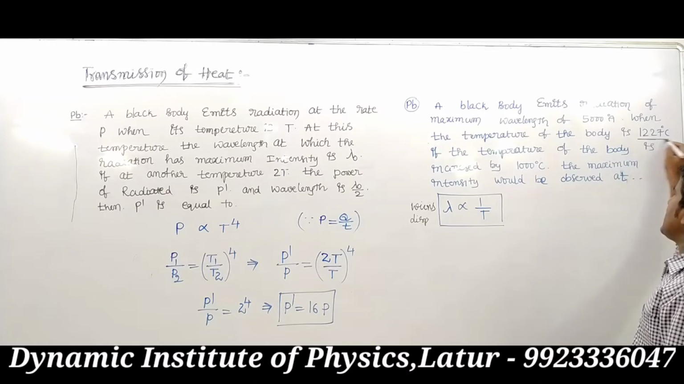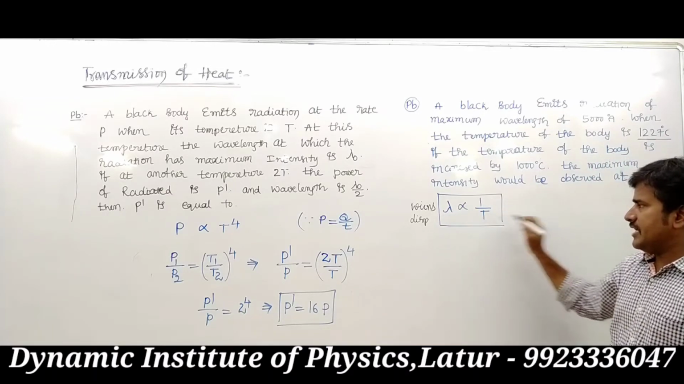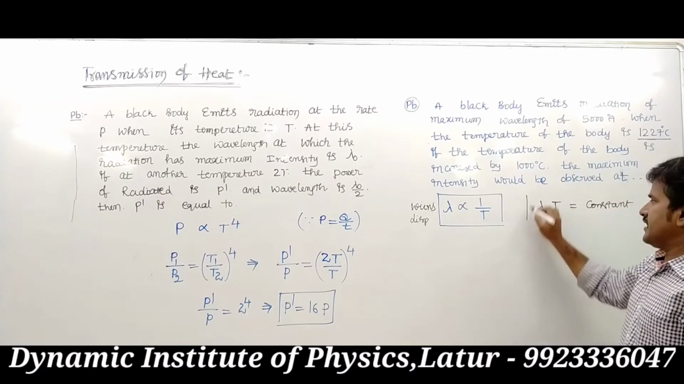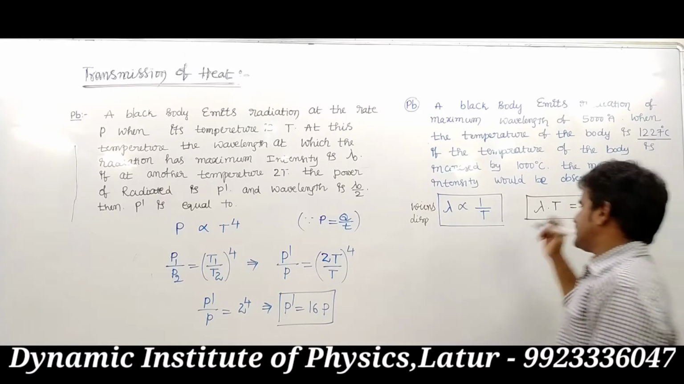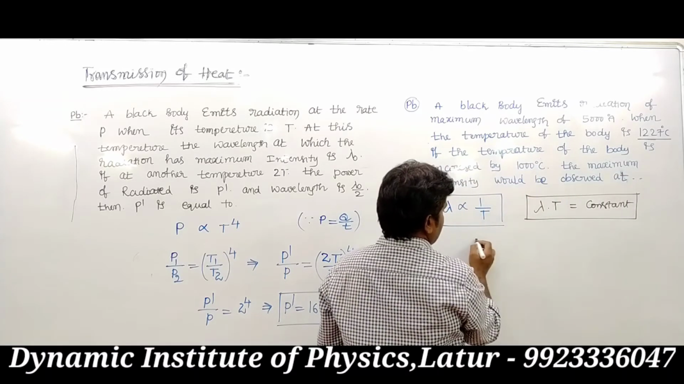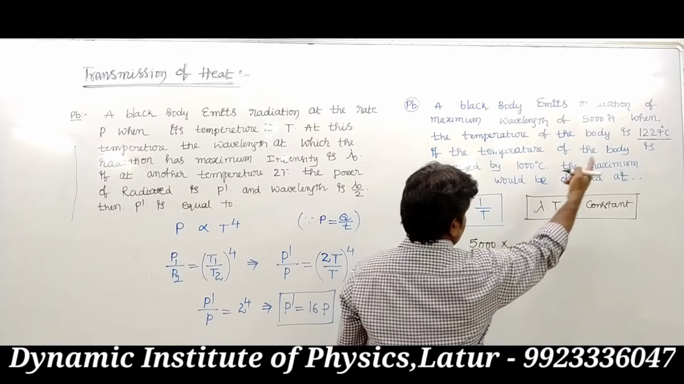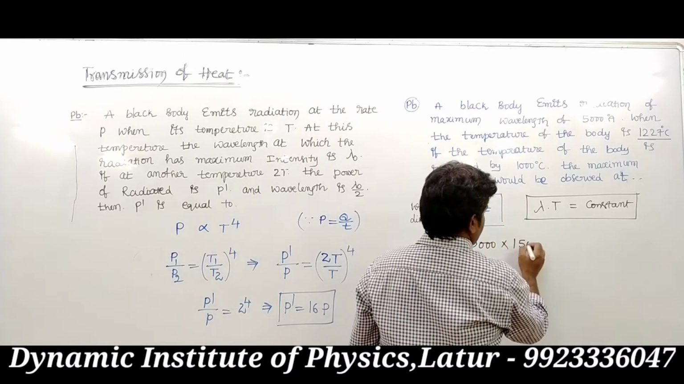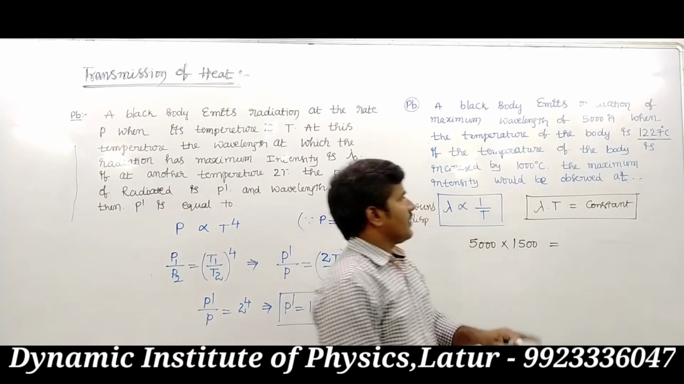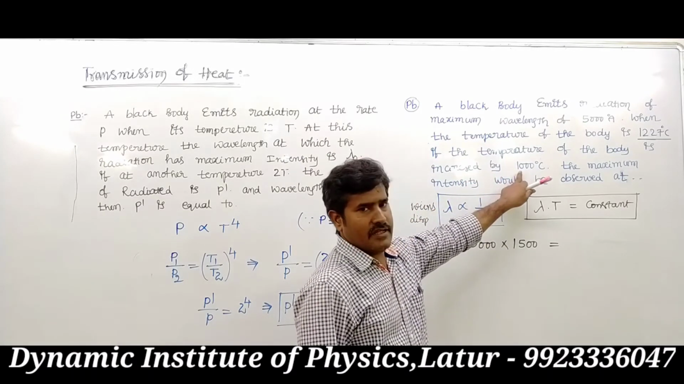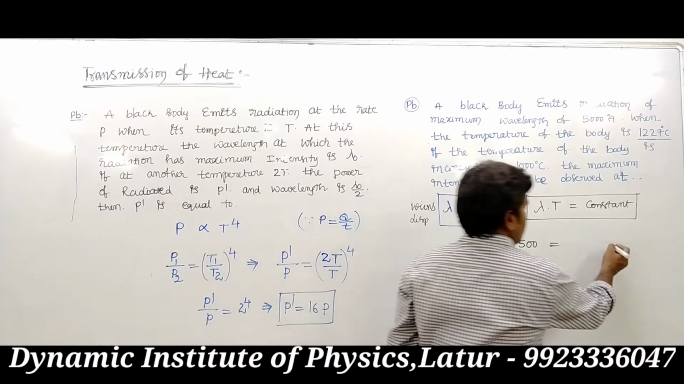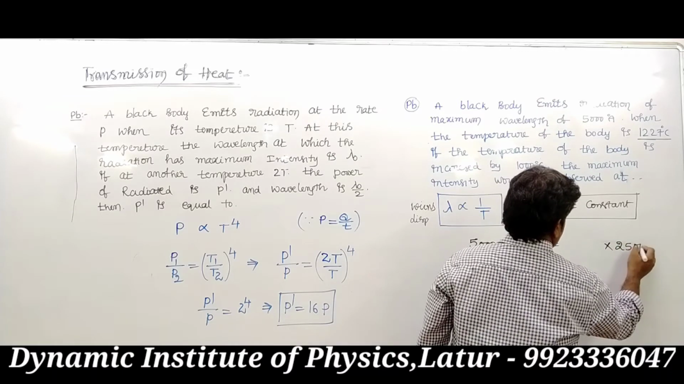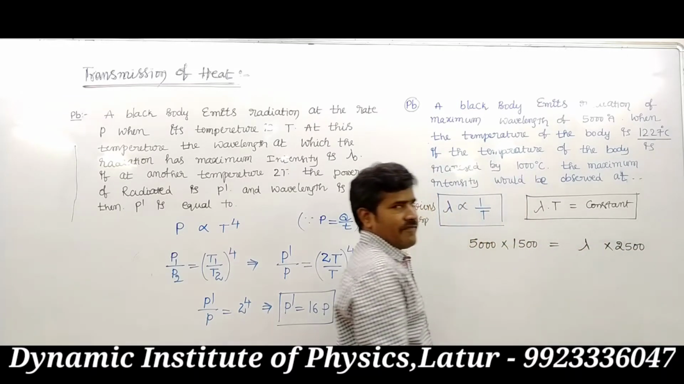Here the temperature is given in degree Celsius, but we need Kelvin. Lambda into T equals constant, the relation between lambda and T. Initially the wavelength is 5000 angstrom and the temperature is 1227 plus 273, which is 1500 Kelvin. The temperature is increased by 1000 degrees centigrade, so 1500 plus 1000 is 2500, and this is the temperature for which we want the wavelength.